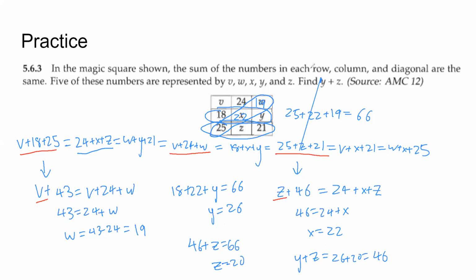Oops, why is my line drawing? So yeah, this was an interesting question, I thought. The key here is, when you have a magic square question, you write your expressions out and you want to look for things that stand out. In this one, it'd be the equations with fewer variables, which was this one, v plus 18 plus 25, and then this one, which was 25 plus z plus 21.